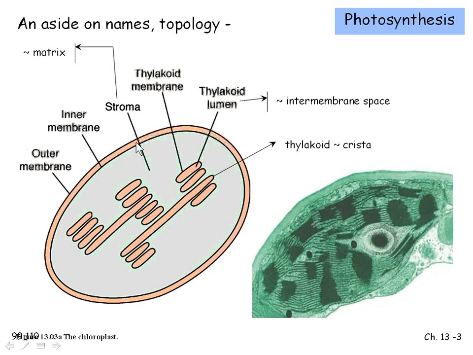So the intermembrane space is the space between the inner membrane and the outer membrane. Or another way to think of it is, the intermembrane space is the stuff that's on the other side from the stroma. And since you get to the thylakoid lumen by going from the stroma into it, topologically speaking, it is the same as the intermembrane space. It is on the other side from the stroma.